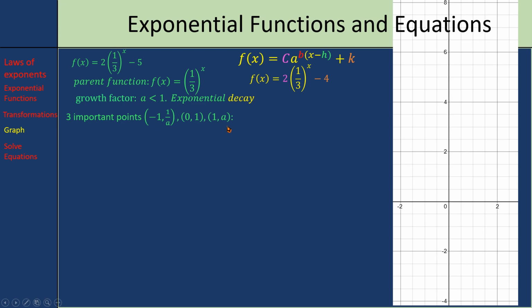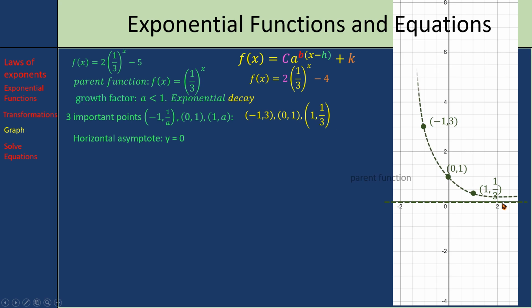Again, the formula is here. I get -1, 1 over 1/3 is 3. 0, 1. And then 1 comma a. A is 1/3. Okay? So there are my points. My asymptote is y is equal to 0. And I know my graph goes like that. That's my parent function.